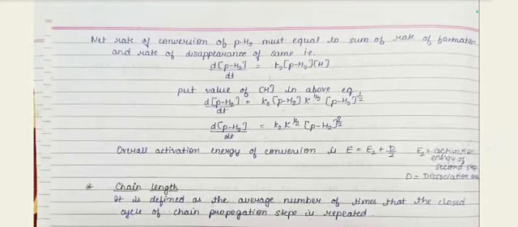The overall activation energy of conversion is E = E2 + D/2, where E2 is the activation energy of the second step and D is the dissociation energy.